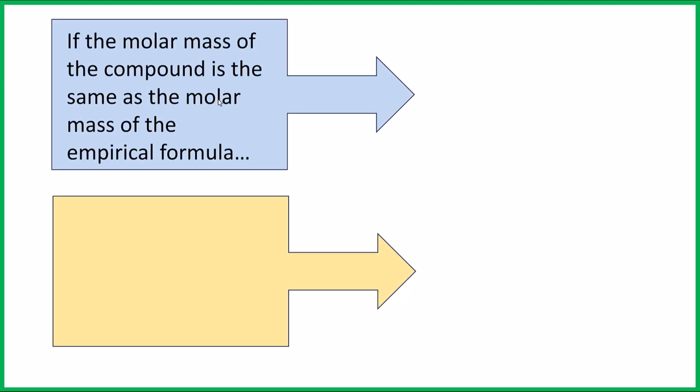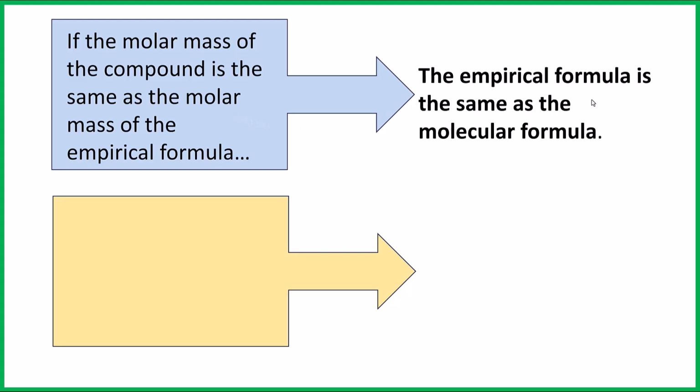So if the molar mass of the compound is the same as the molar mass of the empirical formula, then the empirical formula is the same as the molecular formula. So if the smallest ratio is the same as the molar mass of that ratio, then it's going to be the empirical formula. For example, if we have an empirical formula of CH2O, and the mass adds up to whatever this adds up to, that's going to give us exactly the same formula.